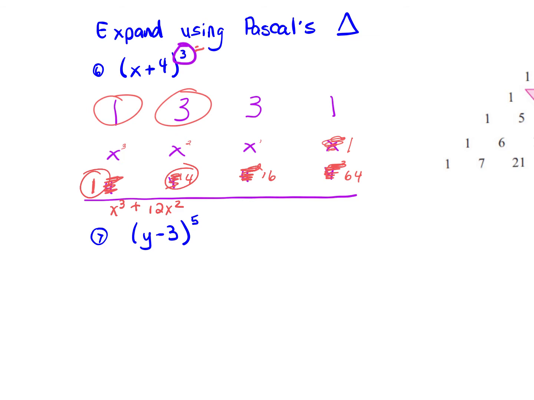What else? 16 times 3 is 48x. 48x. And then 64 times 1 times 1? There you go.